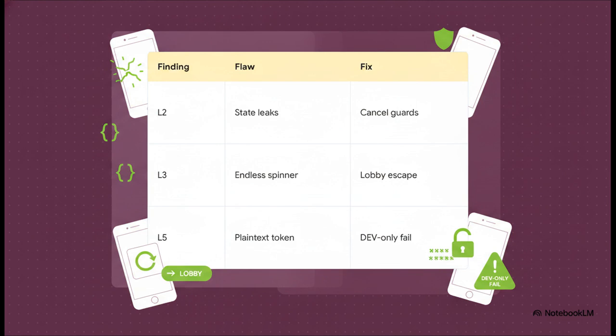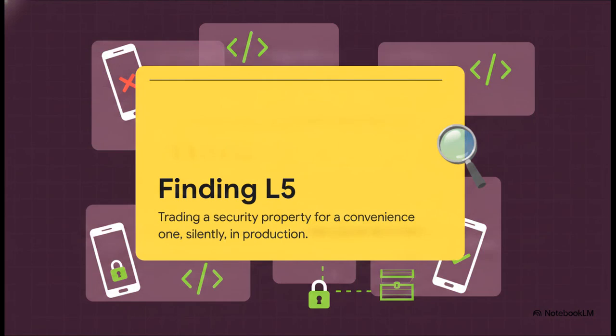But finding L5, okay, we really need to zoom in on this one. Finding L5 is the textbook definition of trading security for convenience. The app's logic was built so that if the device's secure key store failed for whatever reason, it would silently fall back to saving the user's auth token in plain text, just raw unencrypted async storage, all just to keep the user conveniently logged in without a hiccup.